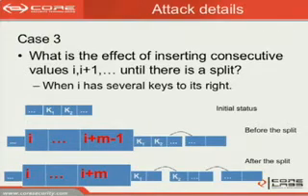Finally, when there are several keys to the right of I, and you add the values, then all the keys but the first one are moved to the new node, and the first key, k1, is left in this node. So let's see how we can use these cases of node split to execute the attack.